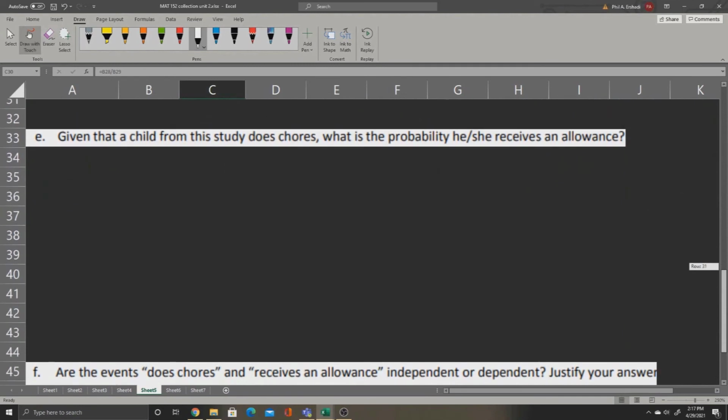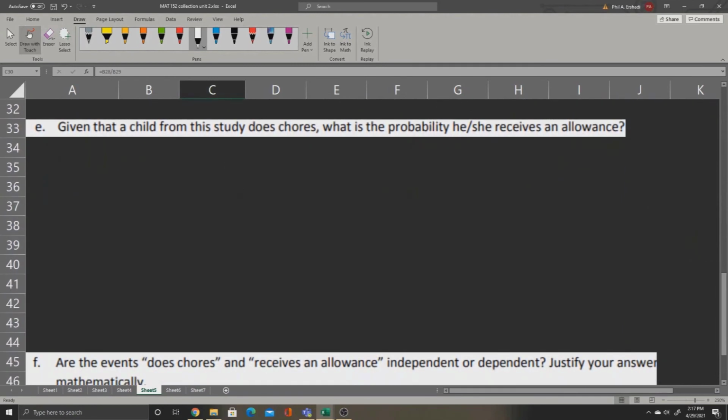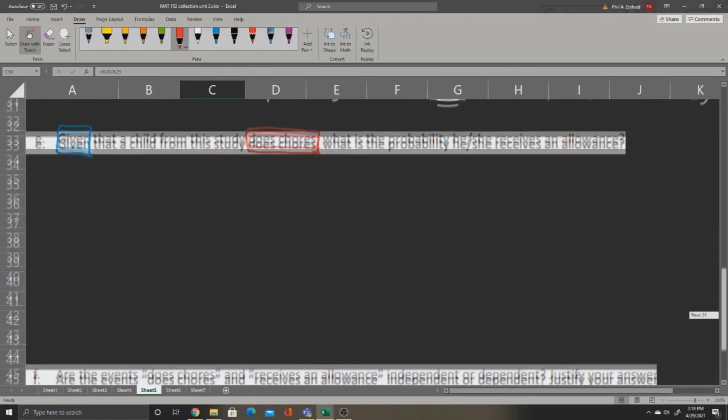Now part E is a similar question. Given that a child from the study does chores, what is the probability that he or she receives an allowance? Once again, we encounter the word given. And the category we're interested in is the category where they do chores. So we'll return to the top and we will copy only the part where they do chores.